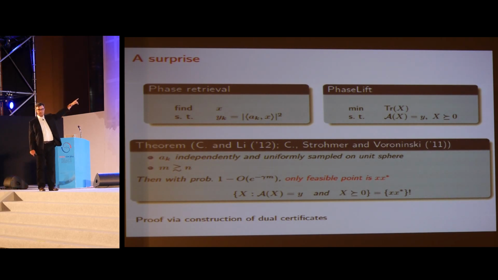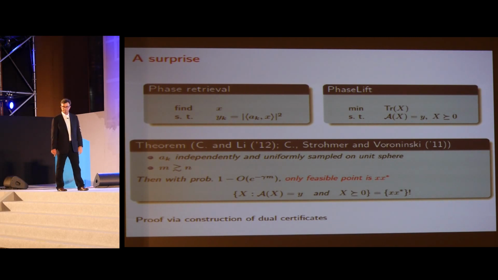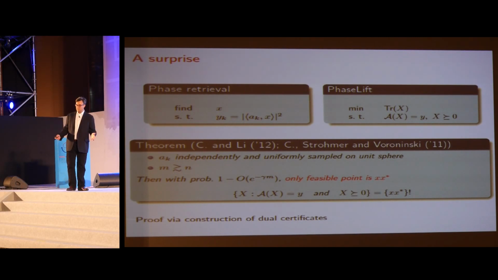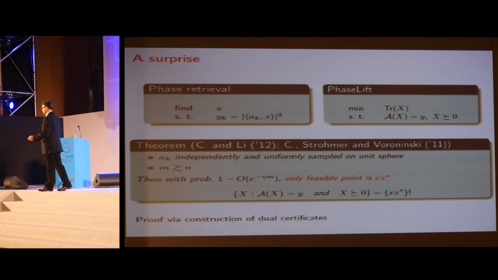Then the relaxation we have on the right has a wonderful property, and that property is very simple: when I look at the feasible set, that is, the set of matrices that obey the linear constraints and are positive semi-definite, well, there are not many. There's just one, and it's xx star. So when I solve a convex feasibility problem, I'm guaranteed to find xx star under the stated assumption, obviously. And now I factorize it, and I have x up to global sign. So I've solved the phase retrieval problem.